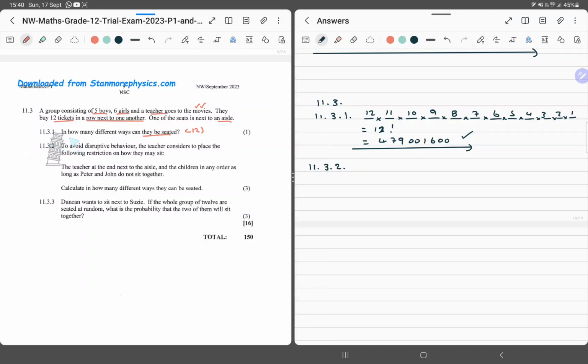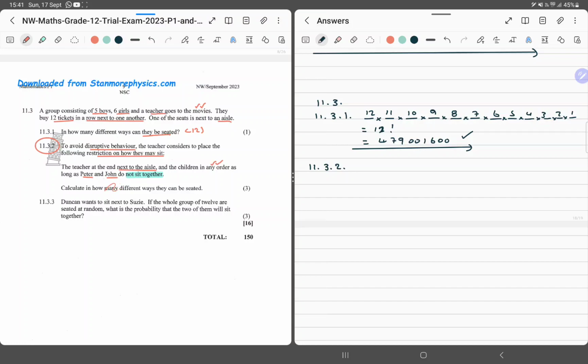11.3.2. It says now, to avoid disruptive behavior, it was going to happen, right? The teacher considers to place the following restrictions. This question is always the troubling one. The teacher at the end next to the aisle, okay? Next to the passage, so that these boys don't jump around. They must pass through this one before they can get out. And the children in any order, can you see, in any order, as long as Peter, the naughty boy, and John do not sit together, because those two are the legends in this group.